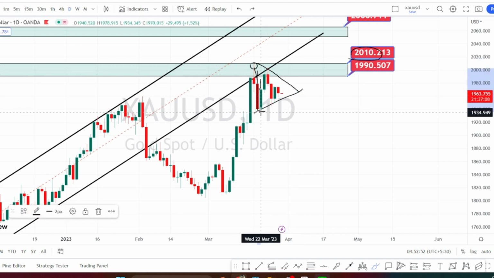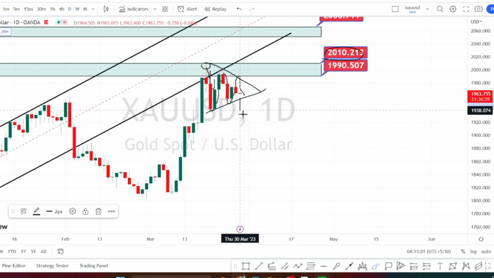And here we can notice that the price action is forming a symmetric triangle pattern, which means that once the price action gives a directional breakout from this consolidation or from the symmetric triangle pattern, we can expect a directional momentum to start from this consolidation.